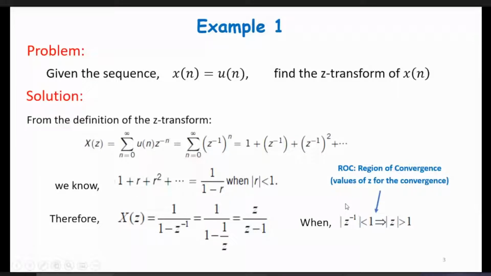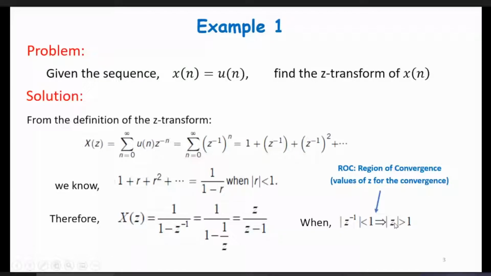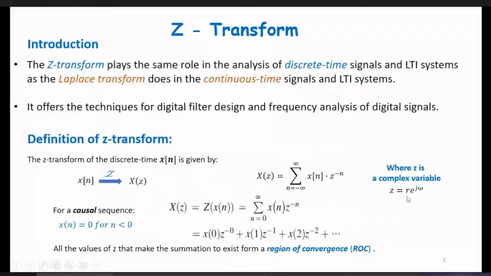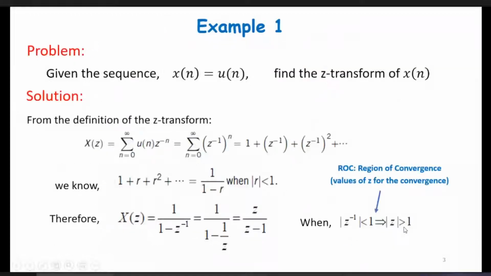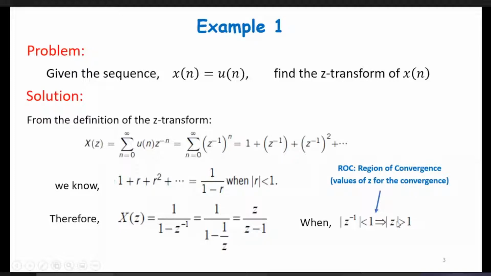Now another expression. If you assume one important property, that mod z is greater than 1, then z is a complex variable, r into e to the power j omega. Here r is the magnitude of the expression e to the power j omega, and this part is the complex variable. So this r should be greater than 1.